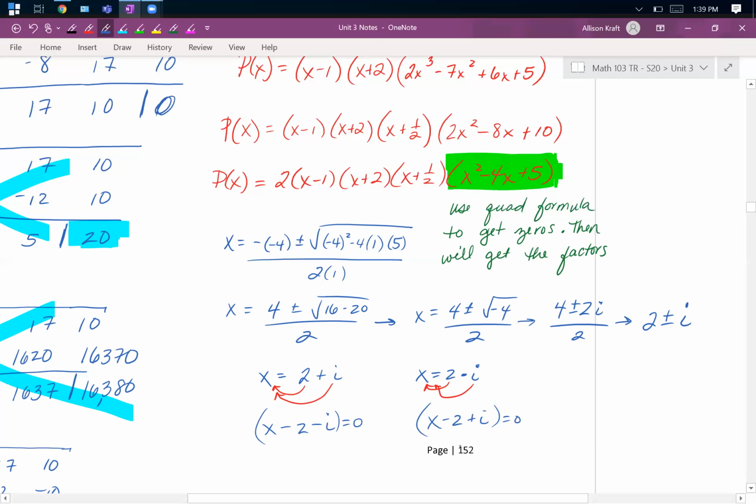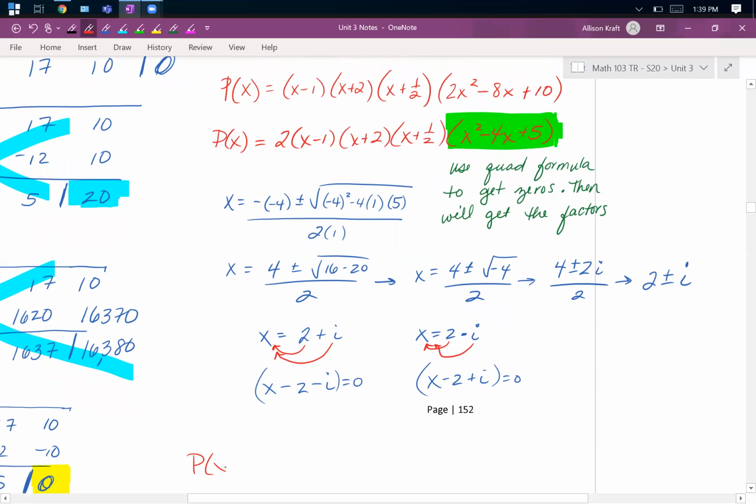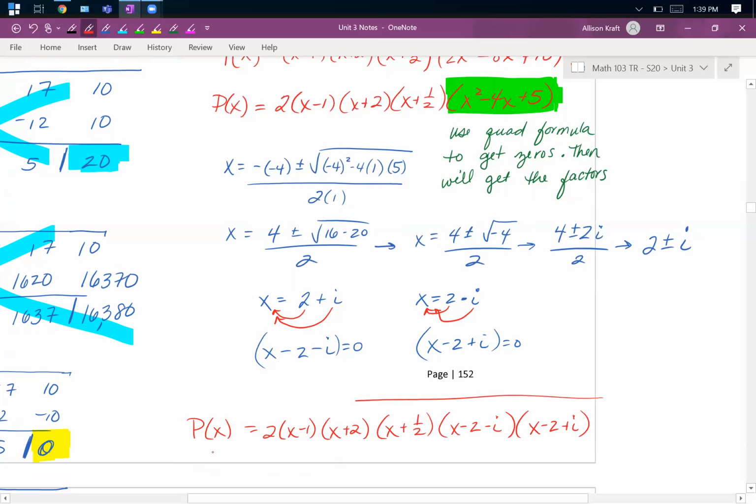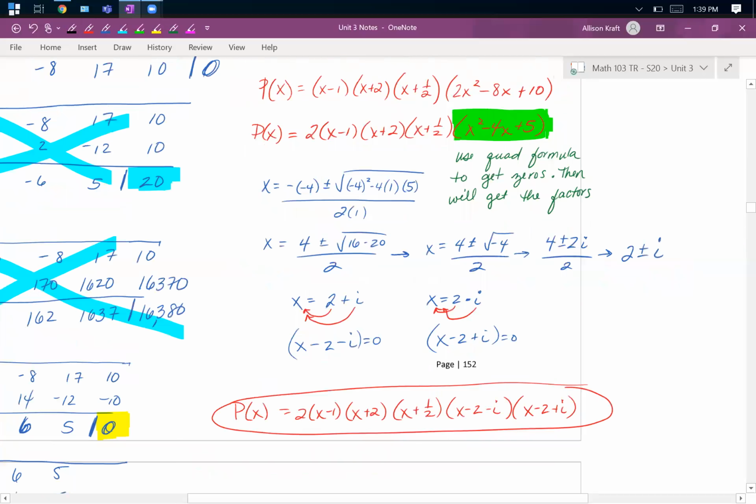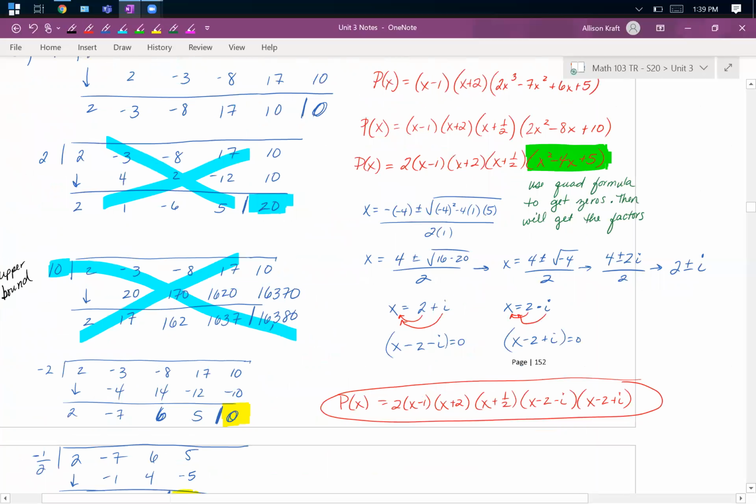So almost there, ready to write our grand final answer. P of x equals 2 times x minus 1 times x plus 2 times x plus a half times x minus 2 minus i times x minus 2 plus i. And there we go. And that was awesome. I hope you feel super accomplished.